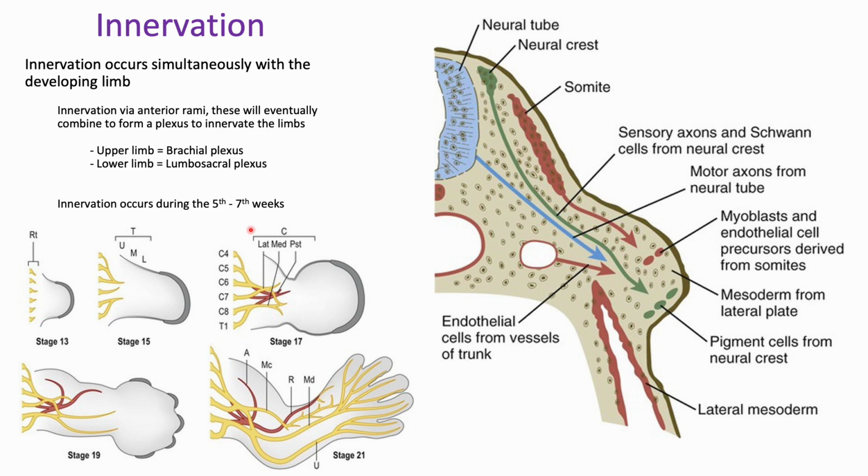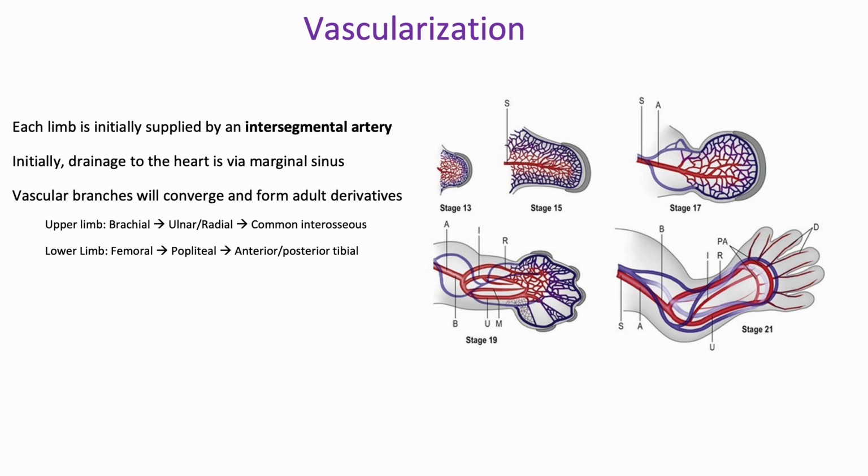Right, and then innervation, the growth of these to the distal limbs, is going to happen during the 5th and 7th week, and it's going to continue to remodel until you get to the adult nervous system. So similar to the innervation, we also have to vascularize these limb buds, which will eventually grow into the upper and lower limbs. So in the initial stages of development, each one of these limb buds is going to be supplied by an intersegmental artery. Okay, so intersegmental artery supplying each one of these limb buds.